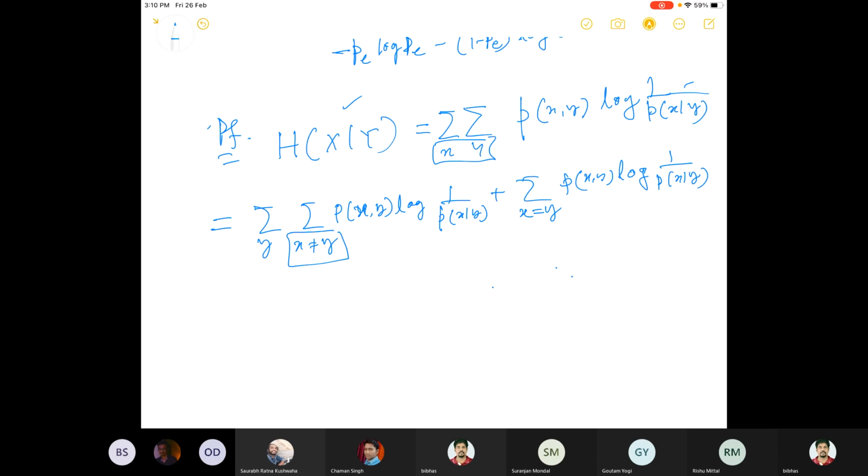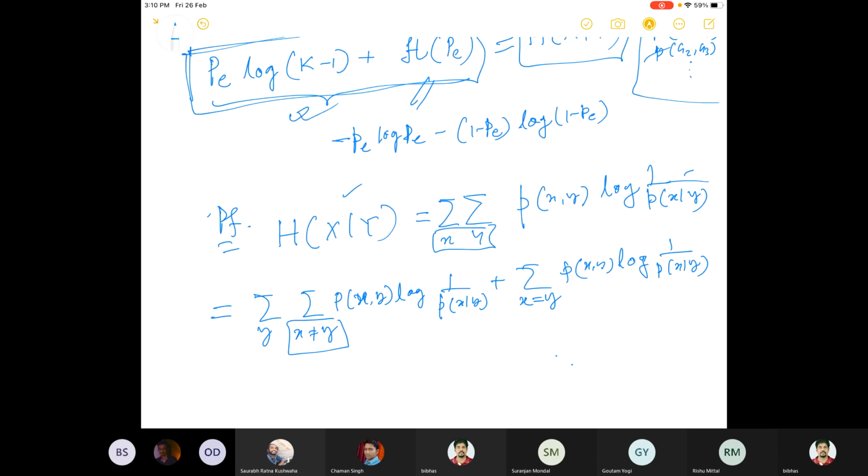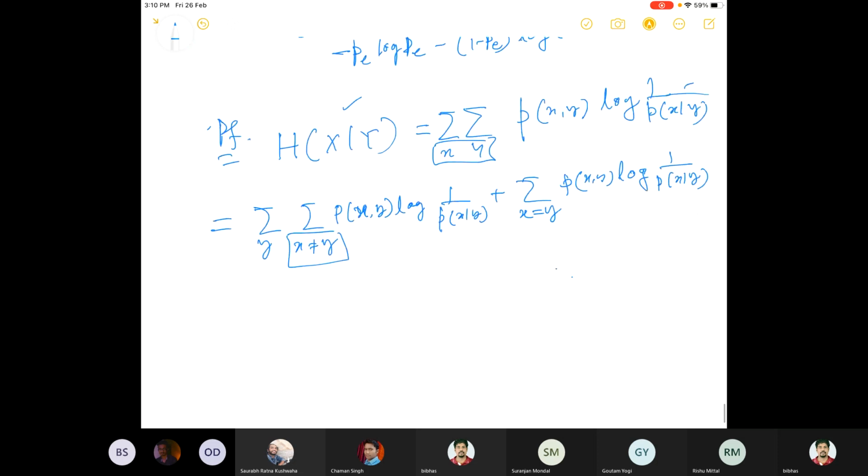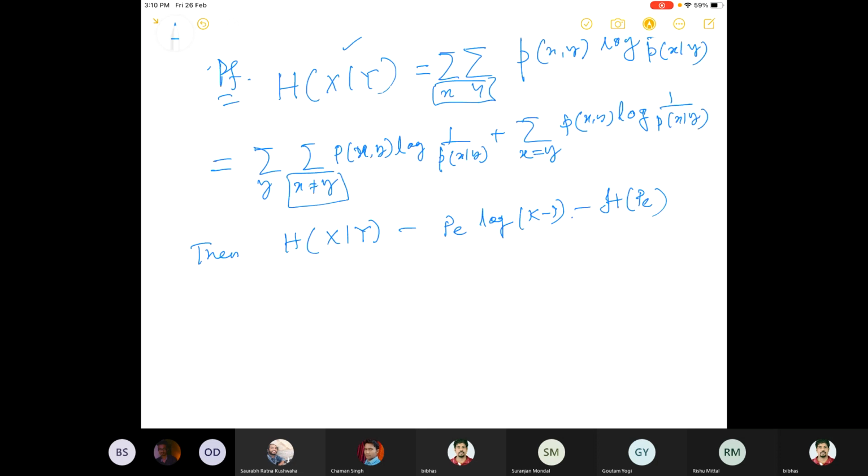Now, I wanted to prove that this guy is bigger or equal to this guy, is bigger or equal to this. So I want to show that the right-hand side, this guy minus this guy, is less than or equal to zero. This is what I'm going to prove now. So then, H of X given Y minus probability of error times log of K minus 1, minus the entropy of this PE, the probability of error, will be what?